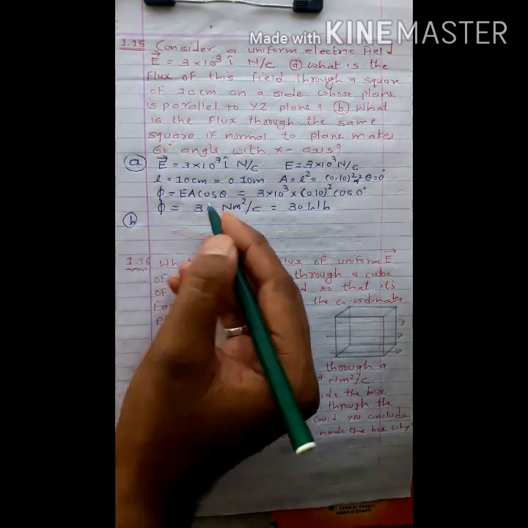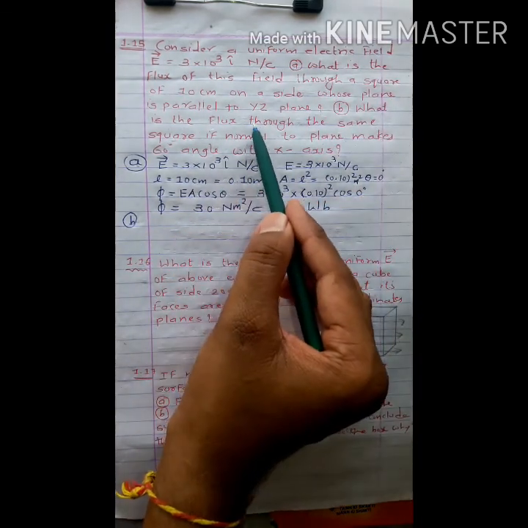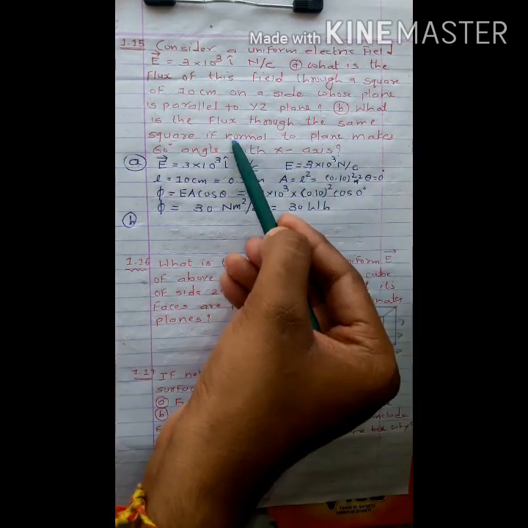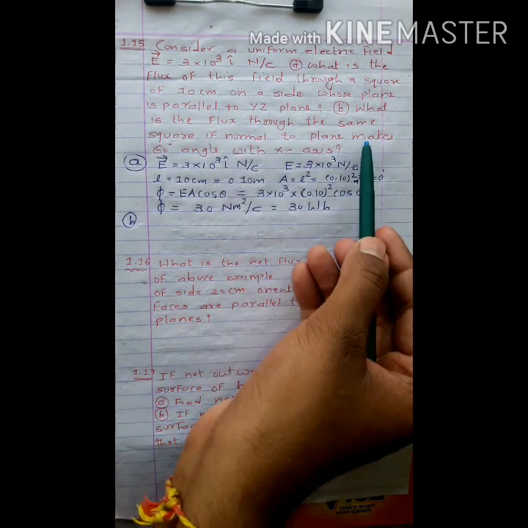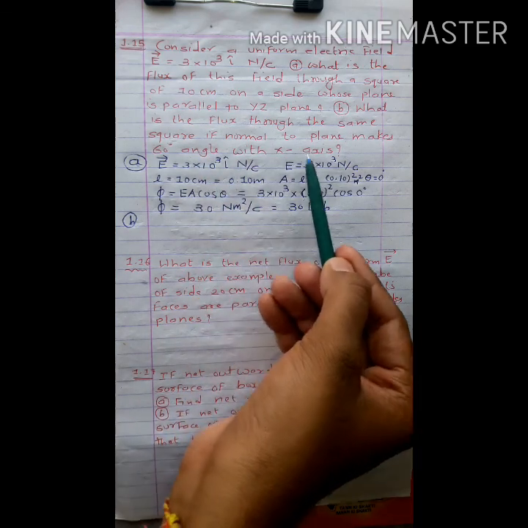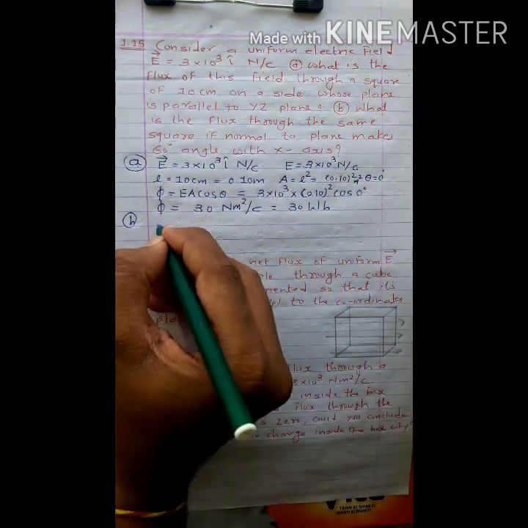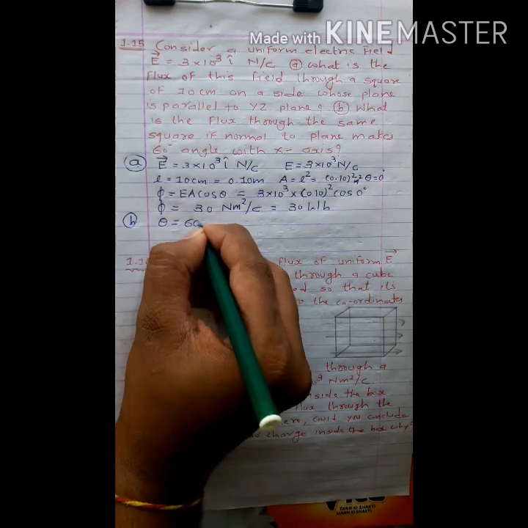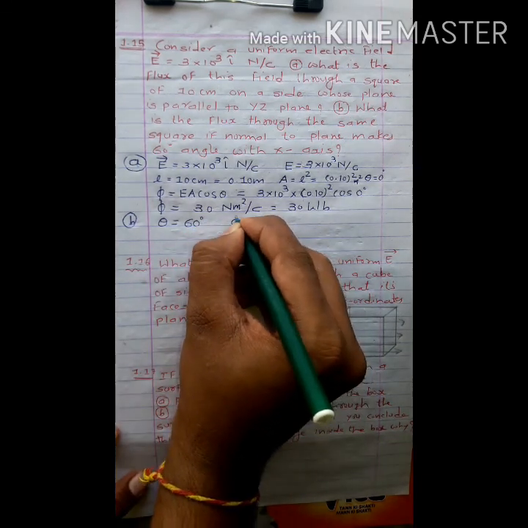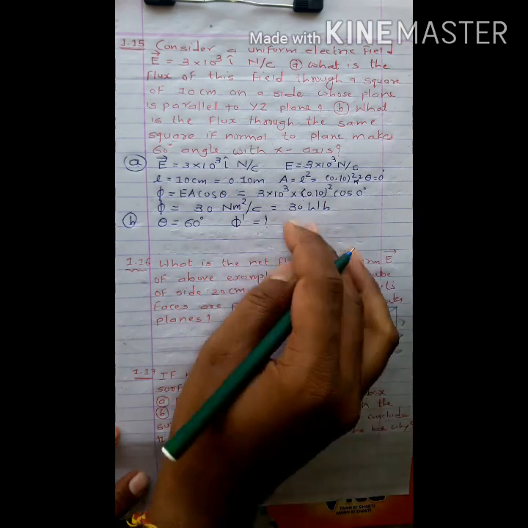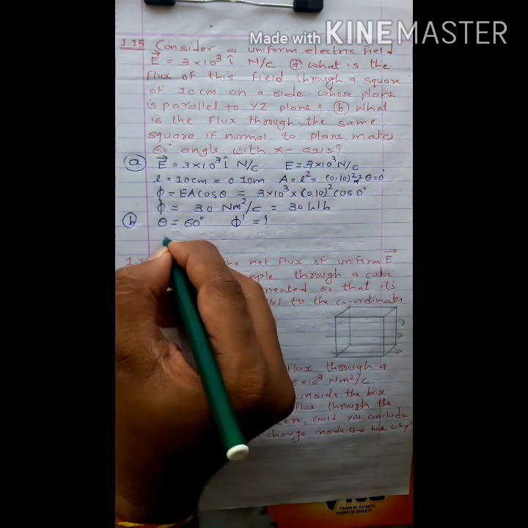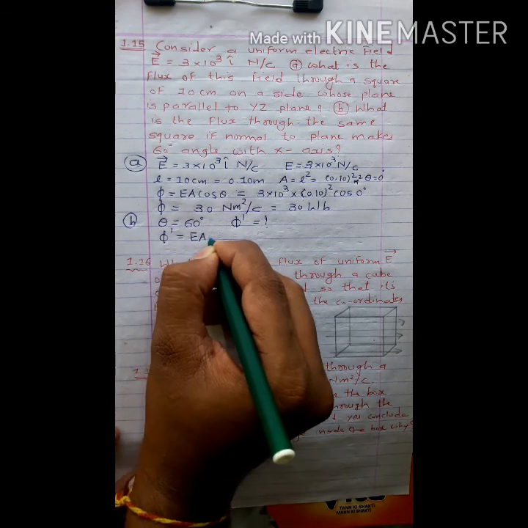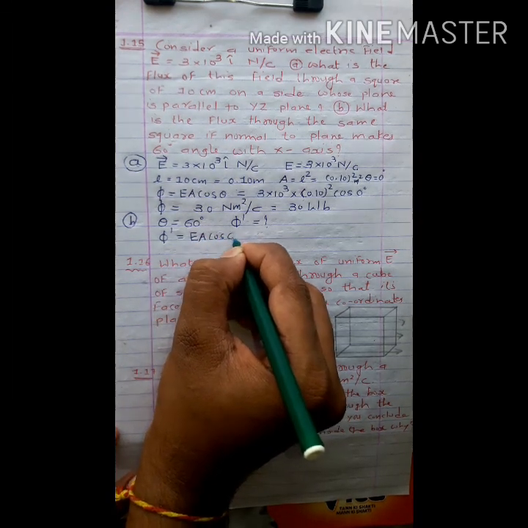Now second question B. What is the flux through the same square? Here we consider the same square if the normal to the plane makes a 60-degree angle with the x-axis. So here the angle theta is given. The new value of angle is 60 degrees. So find a new flux phi dash. Again we use the same equation: phi dash is equal to E into A into cos theta.